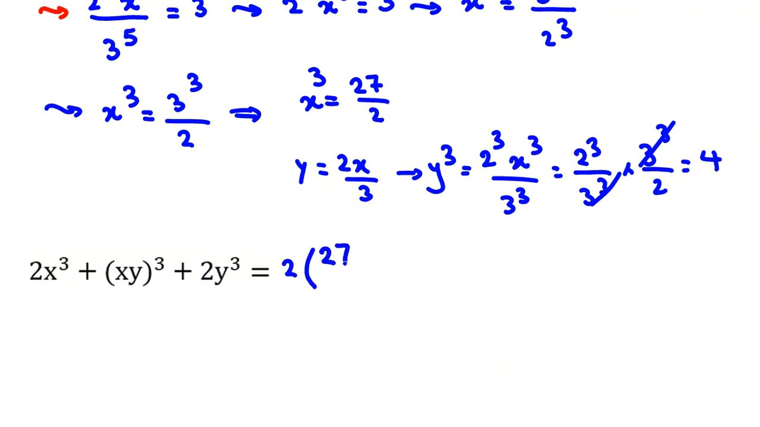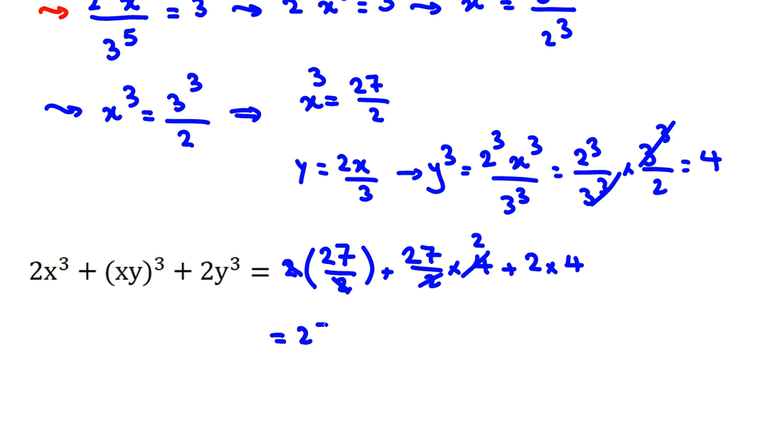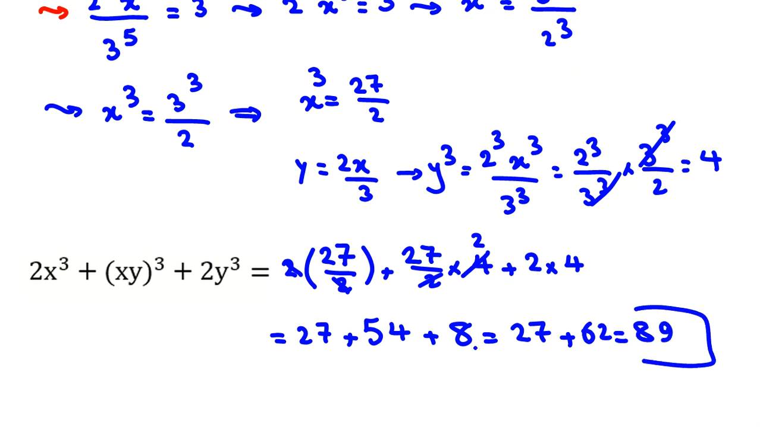x cubed is 27 over 2, plus x cubed y cubed, plus 2y cubed. x cubed is 27 over 2 times y cubed, which is 4, plus 2 times y cubed, which is 4. If we divide, it will be 2. So it will be 27 plus 2 times 27, 54, plus 2 times 4, 8. So it will be 27 plus 54 plus 8: 62, and it will be 89. So we reach the same answer again with the third solution.